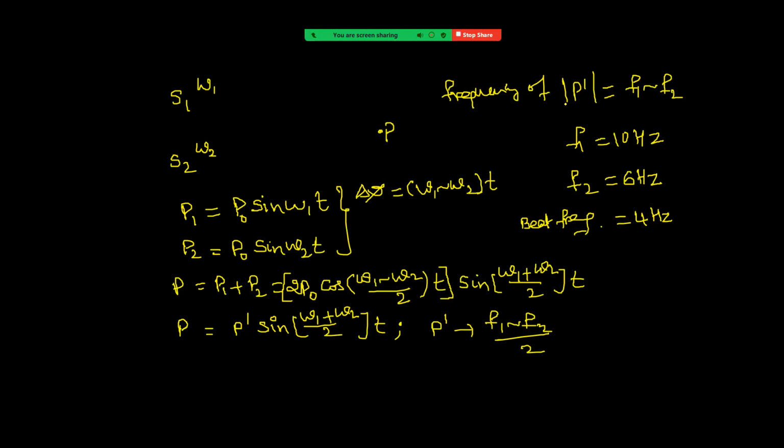The reason is that whenever the modulus of cos becomes maximum, we hear maximum sound. Modulus of cos means the cos value of minus 1 becomes plus 1, right? So beat frequency equals f1 minus f2.